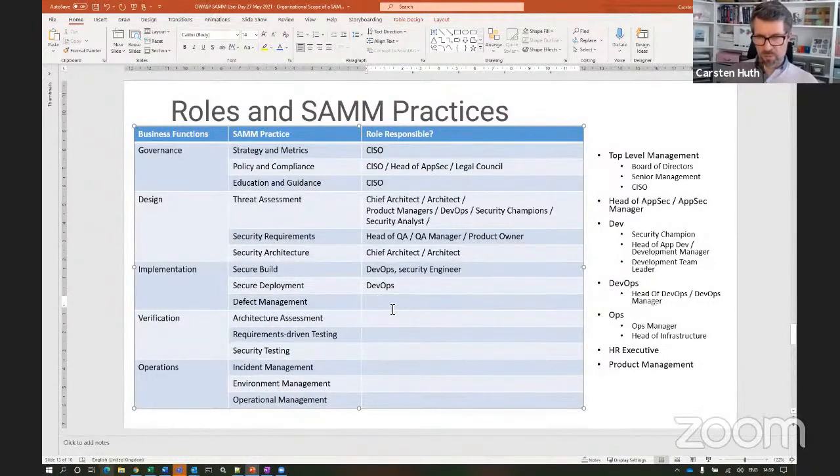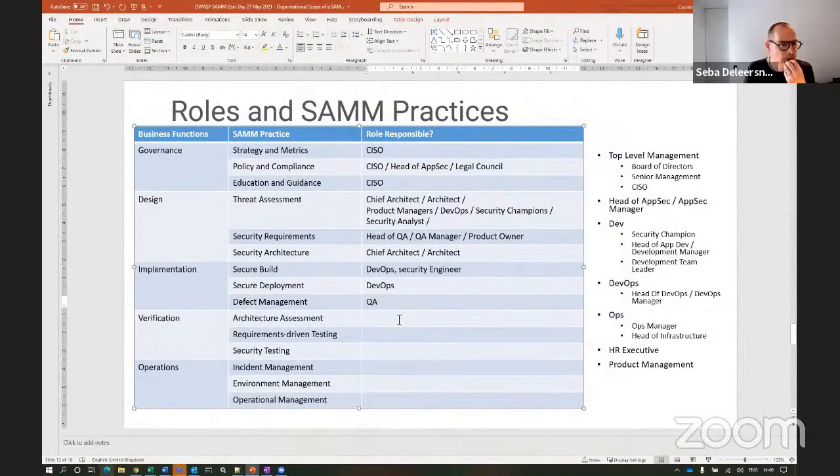Defect management, I would also bring in QA here again, in addition to maybe DevOps, or maybe more QA. What is your view on that? Do you agree? QA is definitely relevant. So risk management could also be relevant. Yeah, chief risk manager or risk management. Testers. Also from Larissa, even support.